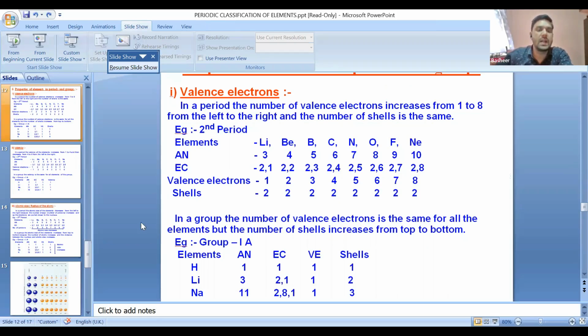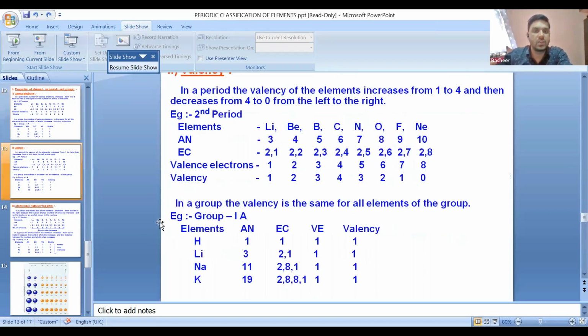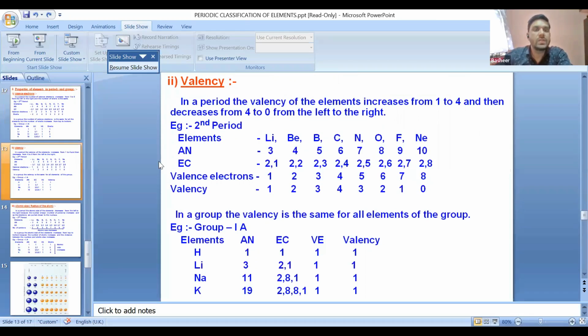This is the conclusion under valence electron. Now we are going to discuss valency. Valency totally depends on the valence electron. If you don't know the valence electron, you are not able to calculate the valency of an element. For example, lithium: its valence electron is 1.